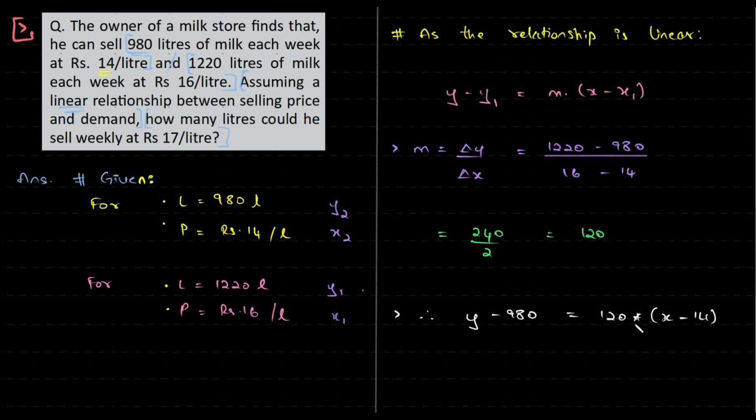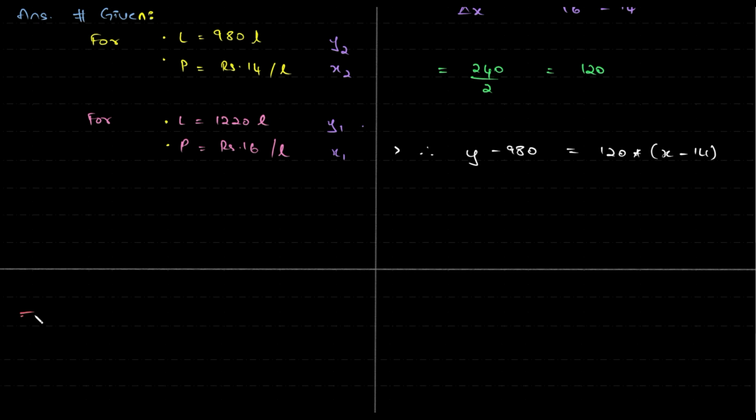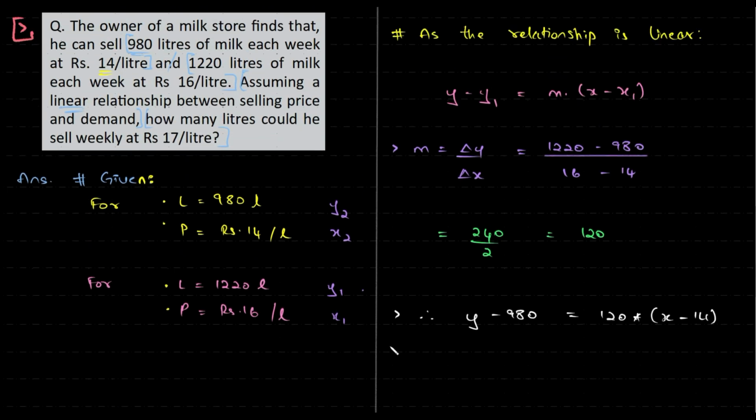Okay, so this is not the final answer because they're asking us how many liters will be sold with this price. So we need to substitute this value and figure out the final answer with that. So this is not the final answer, so you can just keep it. So they're asking for P is equal to rupees 17 per liter. How much is your L? So actually we can replace all of this so that it suits the question. So that's your L and this is your P.